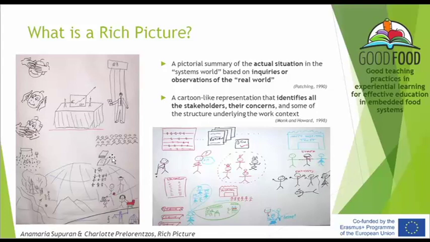Other definitions given by Patching in 1990 refer to the rich picture as a pictorial summary of the actual situation in the systems world based on inquiries or observations of the real world. And Monk and Howard in 1998 define the rich picture as a cartoon-like representation that identifies all the stakeholders, their concerns, and some of the structure underlying work context. A definition that brings us closer to the task that you are going to do this week.